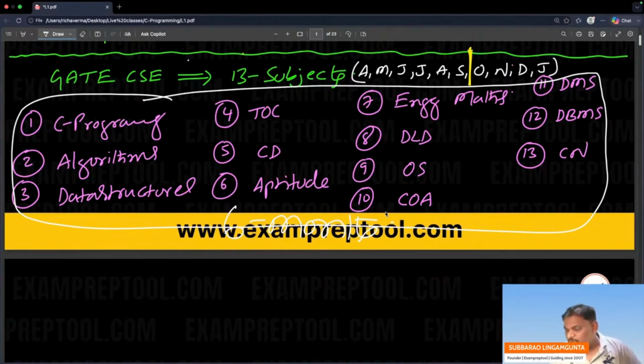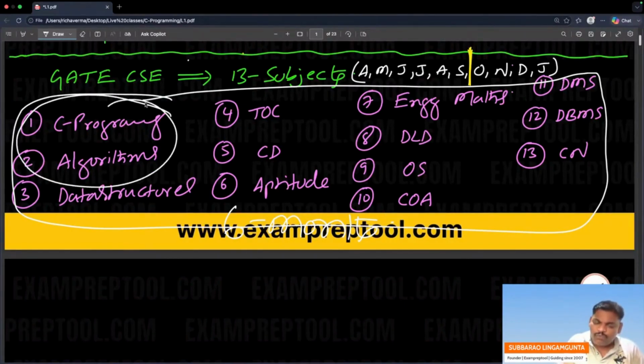Let me say this one. April, May, June, July, August, September. In these 6 months, you have to complete these 13 subjects. You may say, sir, how? Remember everyone, every month 2 subjects you finish. In the first month. Every month, 2 subjects.